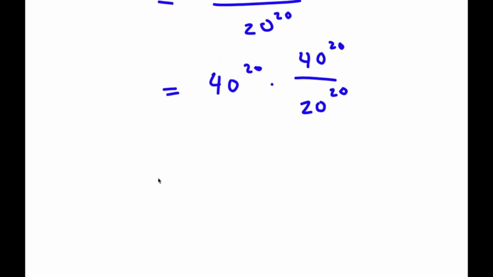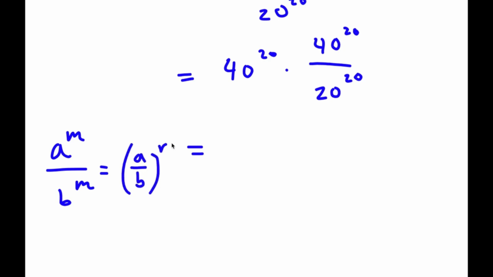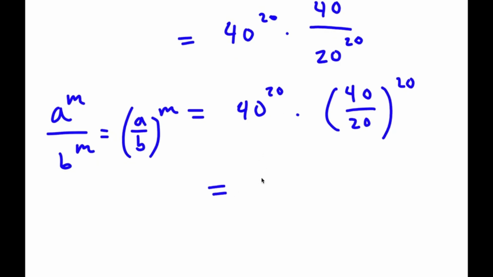And 40 to the power of 20 over 20 to the power of 20, if I have something in the form a to the power of m over b to the power of m, this is equal to a over b to the power of m. So this can equal 40 to the power of 20 times 40 over 20 to the power of 20. This is equal to 40 to the power of 20 times, 40 divided by 20 is 2, so I have 2 to the power of 20.